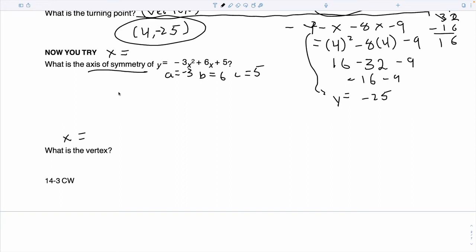So what's my equation again? Good, don't be so negative. b, get over 2a. So what's the top of the equation look like? Okay. What's the bottom look like, Mariah? 2 times negative 3. And that simplifies to negative 6 over negative 6.